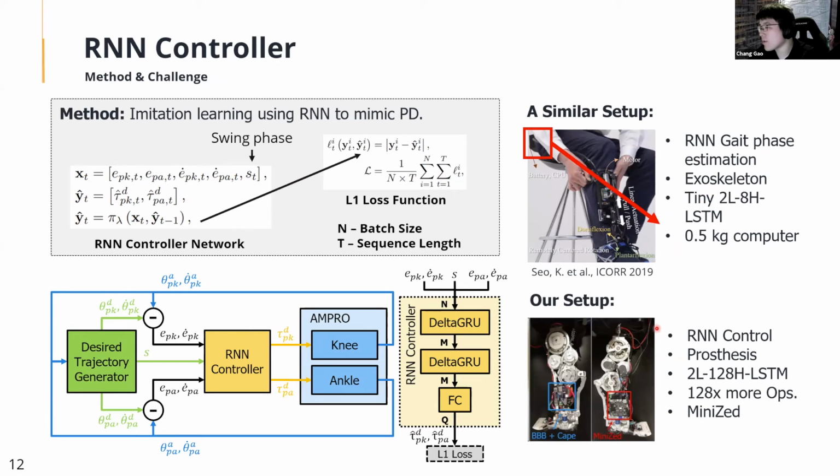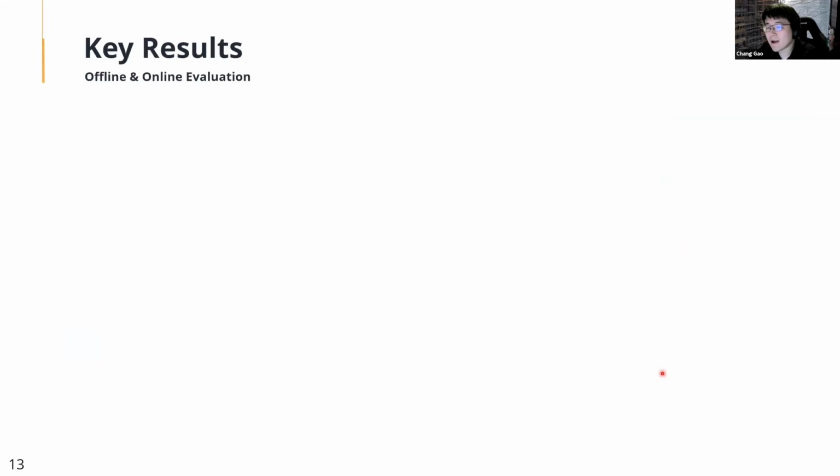And in our setup, we use the RNN to do the control on the prosthesis. We use a 2-layer, 128-neuron LSTM, which has 128 times more operations than this setup. And we use a 2-watt Minitab to do all the computations.